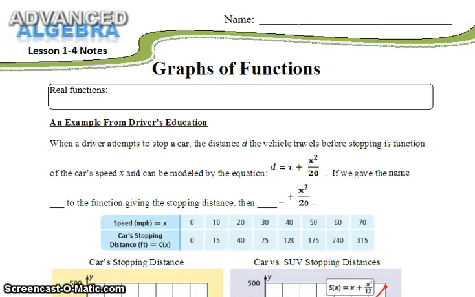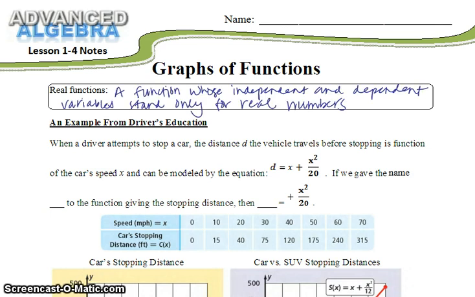Today's lesson is lesson 1.4, graphs of functions. We've been talking about functions in class, and we're going to be more specific, and we're going to learn about graphing them and also what a real function is. So a real function is a function whose independent and dependent variables, so we've been talking about those in class, stand only for real numbers.